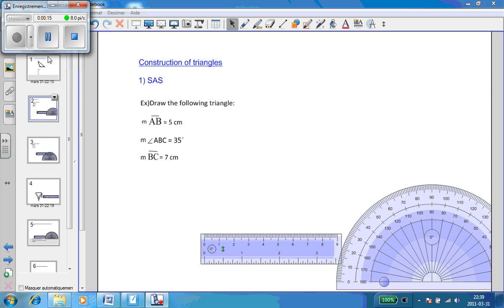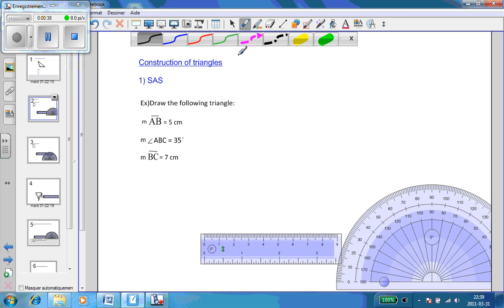Now you can start with drawing one side. It doesn't really matter which one you do first, AB or BC. Let's say I draw this one first. I'm going to use my ruler. Give yourself a bit of space here if you want to be able to draw the rest of your triangle and not on what you have written. So I'm just going to measure 7 centimeters. You can do this at the same time as me.